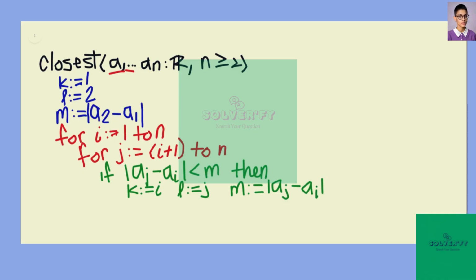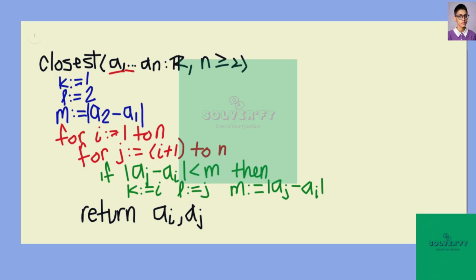And so once it's gone through and made this comparison with every pair of numbers in this list, then we want to return a sub i and a sub j. So we are finding the two closest numbers.